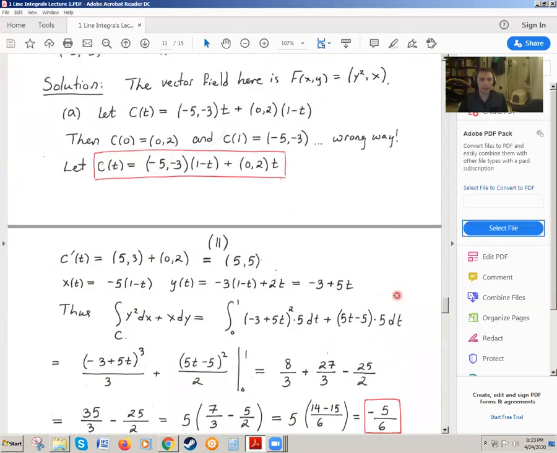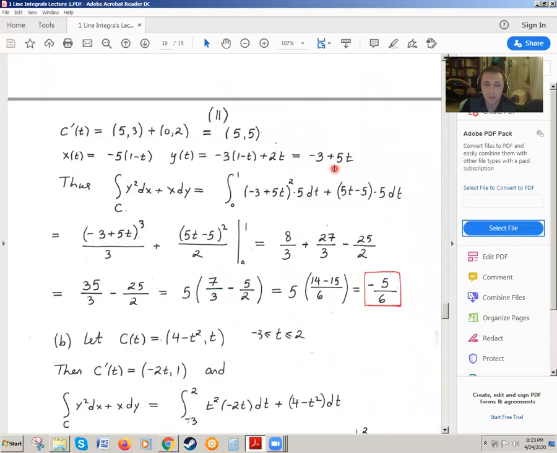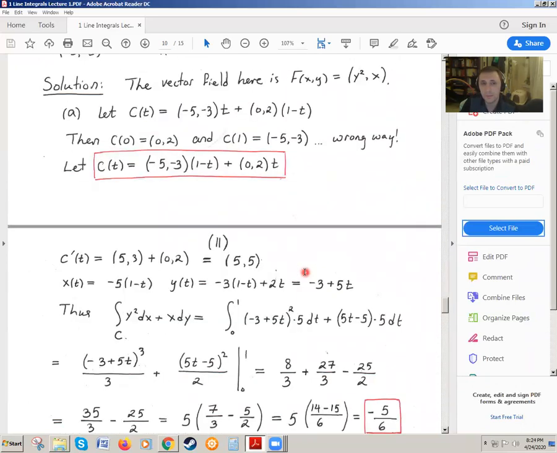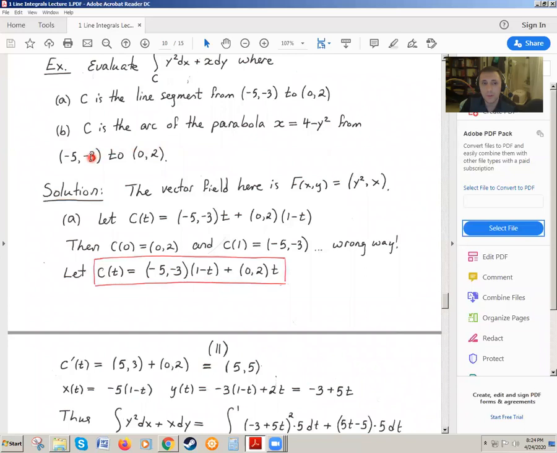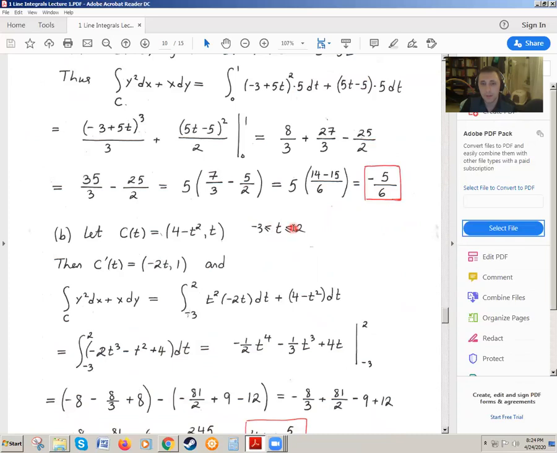Now, for the other path, I am asked to travel from this point to that point along the parabola, x equals 4 minus y squared. The easiest way to parameterize this parabola is to set y equal to t, and then x equals 4 minus t squared. And that's what we do here. So c of t equals (4 minus t squared, t), where t goes from -3 to 2. I need to get from -3 to 2 on the y-axis, so here I have t between -3 and 2.